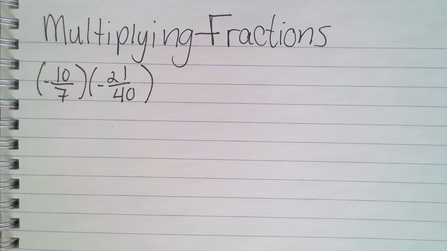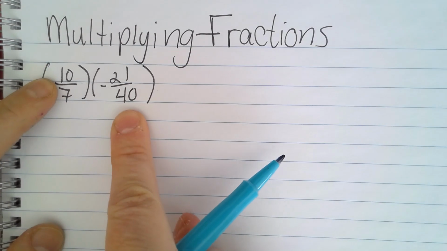Let's talk about multiplying fractions. This is going to be more of a quick review because we have talked about this in the past. However, let's get into it. So I have negative 10 sevenths multiplied by negative 21 40ths. With bigger numbers like this, I tend to look for things I can simplify ahead of time, just to make things easier. I find that students tend to get a little bit stuck if we end up with bigger numbers at the end. So let's look at our 10 and our 40.